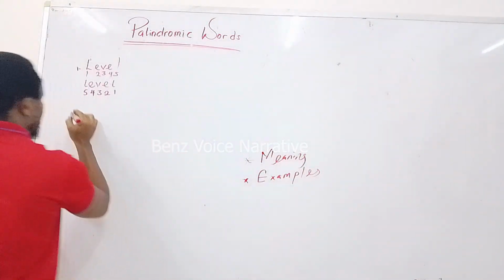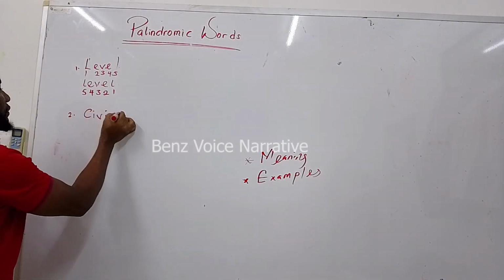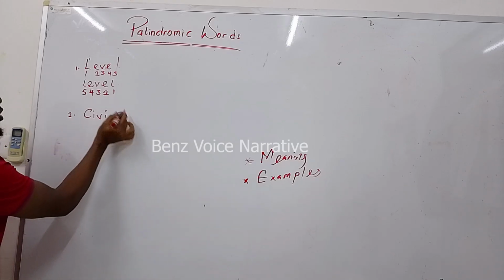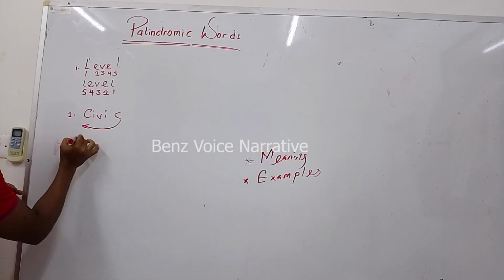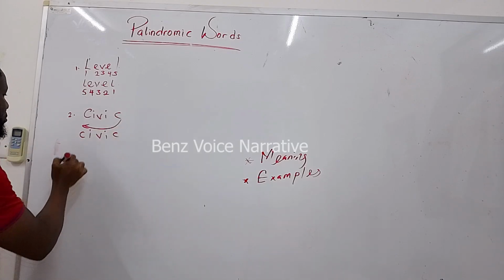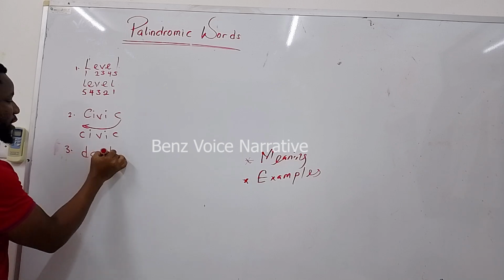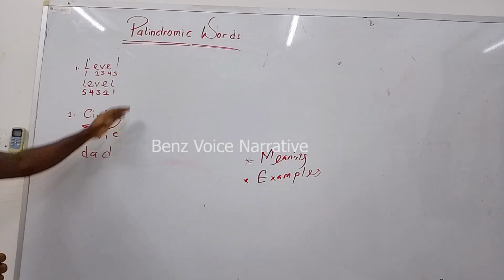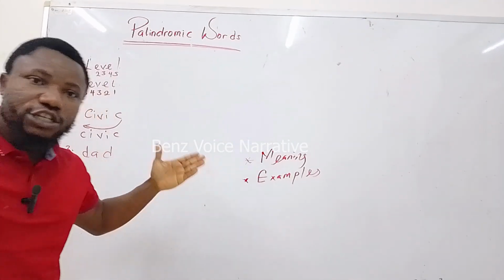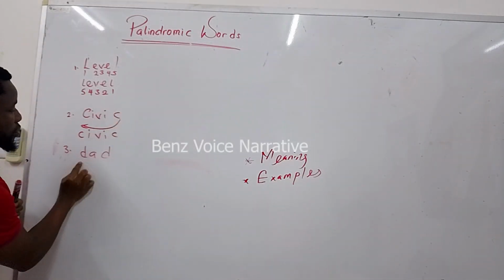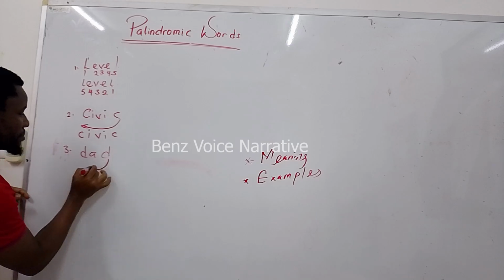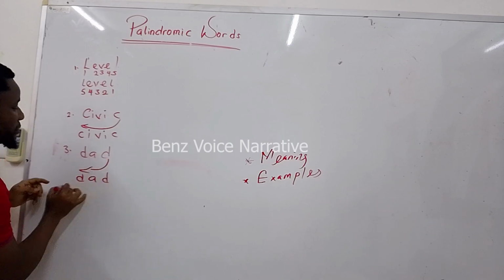Other examples include civic, C-I-V-I-C. Now, if you spell it backward, you have C-I-V-I-C. That is civic. Another example is dad. Of course, you're going to notice from these examples already that palindromic words are symmetrical in their structure. You can see that what begins is what ends the word. So dad, when you read backward, you have D-A-D, dad.